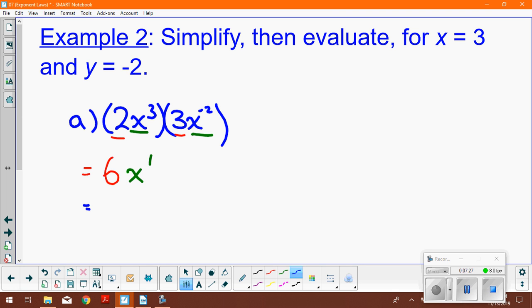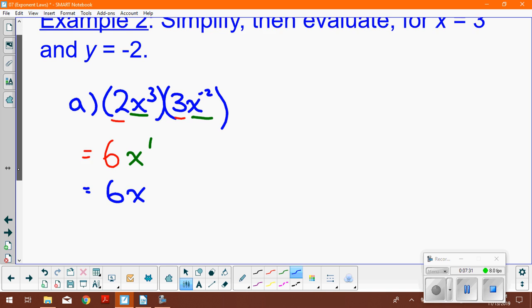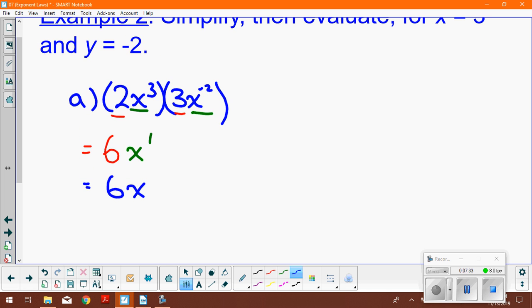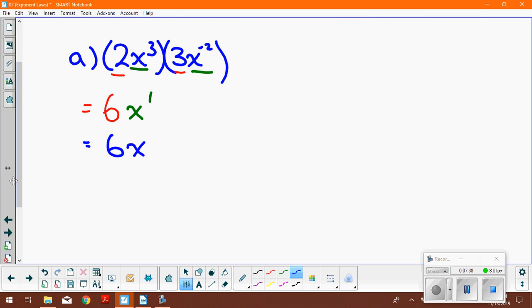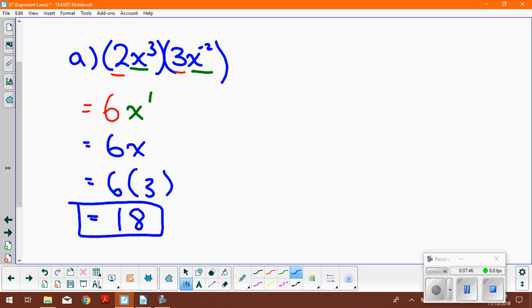Now, we don't really need to write that power 1. That means it's just 6x. Now that I've got this simpler, I'll go ahead and evaluate. My x value is 3, so I'm going to plug in 3 for x. And the answer is 18. That's done. So again, we're going to tidy them up first and then plug in at the end. On to the next one. Here comes B.